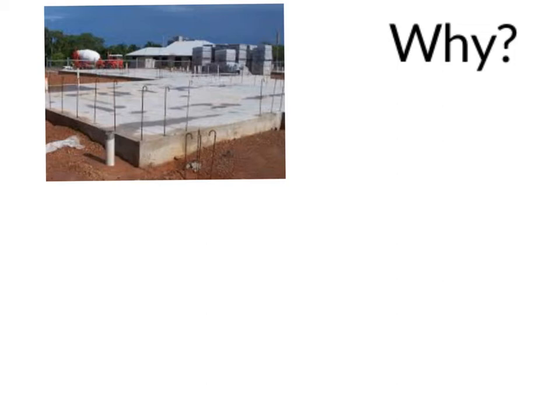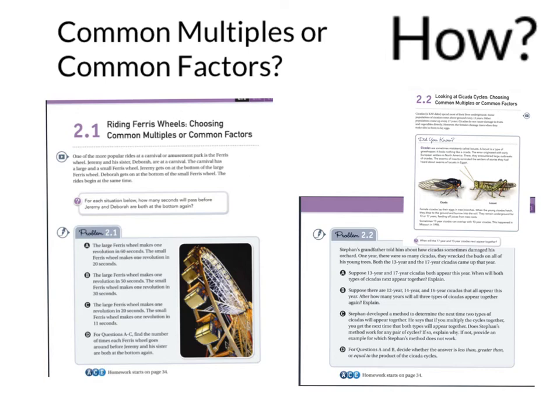All right, so that's a good math problem. When will the 17 and 13-year cicadas appear together? So that's another reason why we're learning. We're going to learn how to use numbers to answer real-life questions and problems. All right, so how are we going to do this math? Well, to learn about common multiples and common factors, we're going to use these problems.